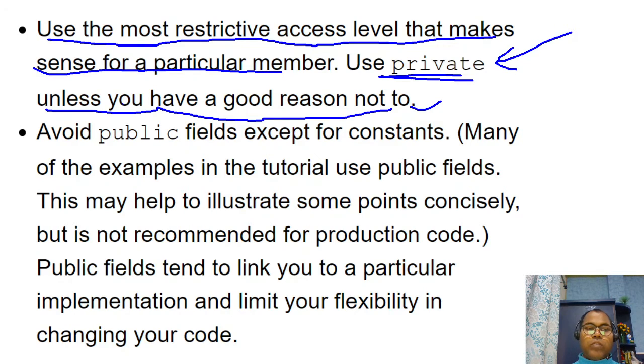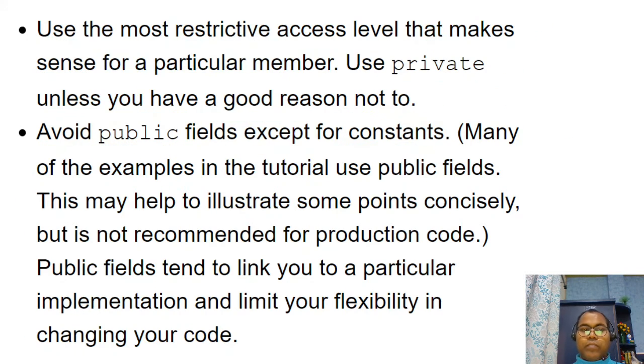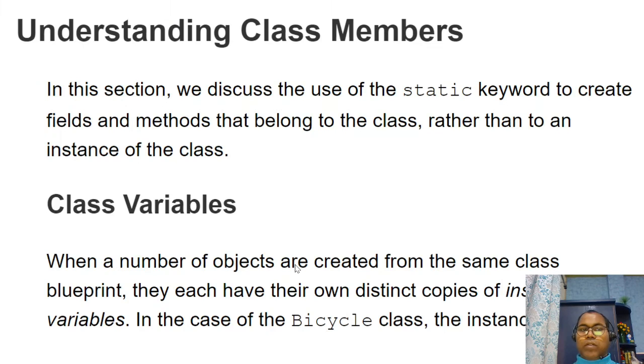Also avoid public fields, except for constants. If you are writing some constant, then you can write a variable as public, else always write all the variables as private. And when sometimes in the application you write any constant, the constant should be public so that the public data member can be accessible anywhere. So these are the general guidelines. Try to use private as far as feasible, and for constant variables you can use public.